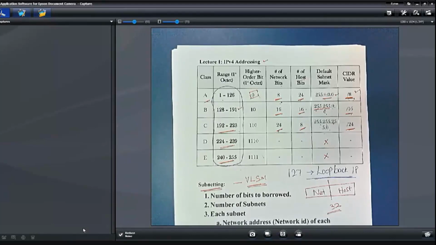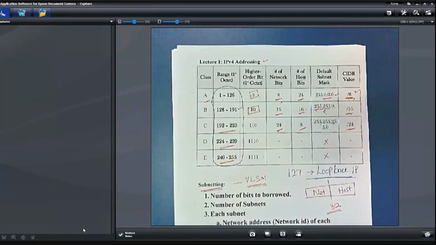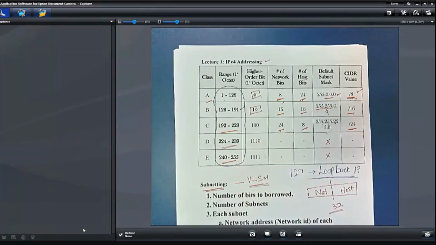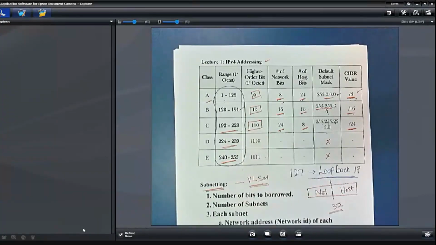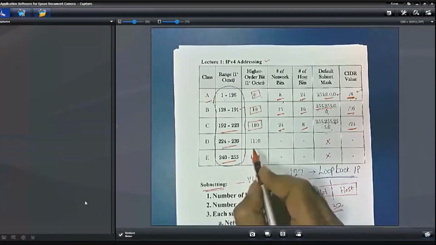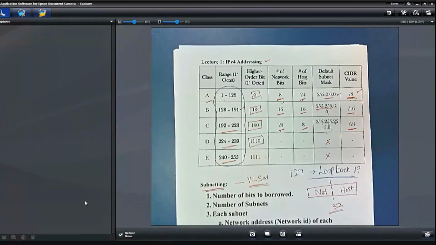This is for class B. The first 2 bits of a class B IP address will always be 1, 0. For class C, the first 3 bits will be 1, 1, 0. So this is called the higher order bit. The higher order bits are not going to change at any time. They will always be fixed. Then the next is class D, whose higher order bits are 1, 1, 1, 0.